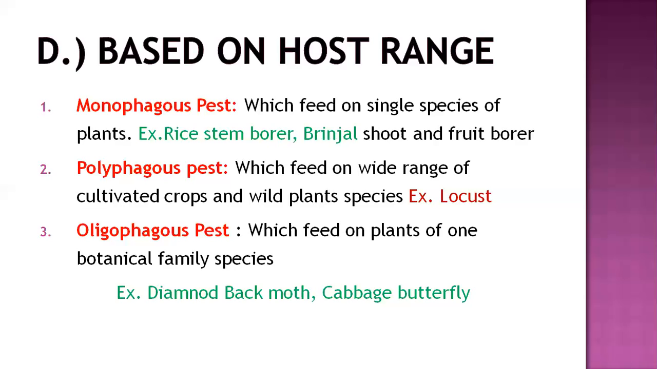Polyphagous means pests that require many cultivated crops, or attack many wild plant species also, known as a polyphagous pest. An example mentioned on the slide is locust. The third category is oligophagous pest. Oligo means a few species of plants are required for feeding or survival, known as an oligophagous pest. An example is the Cruciferous family. A very severe pest there is the diamondback moth, and the second one is the cabbage butterfly.